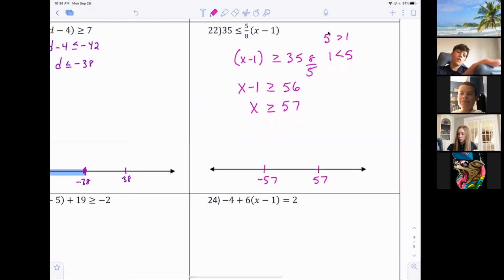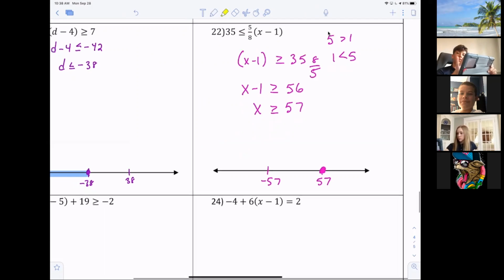So now I take 57. Open or solid? Solid at 57. Going in which direction? Going to the right.